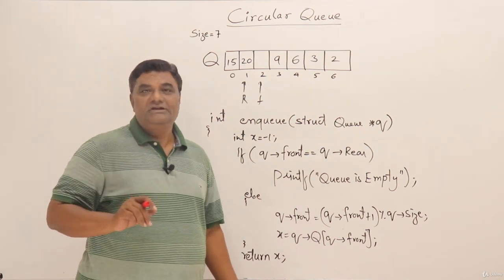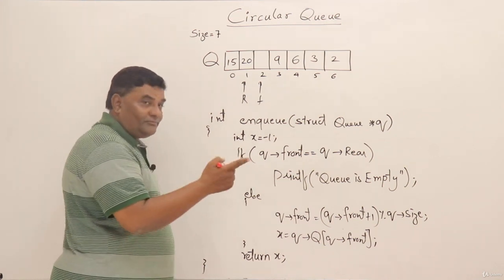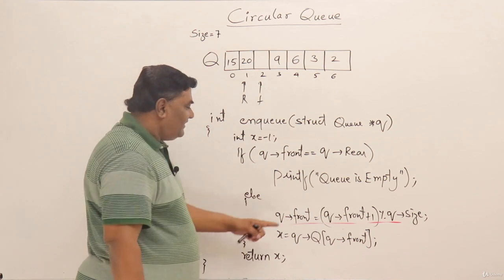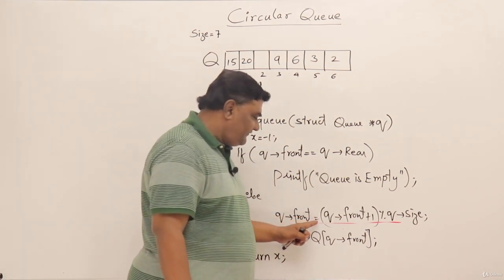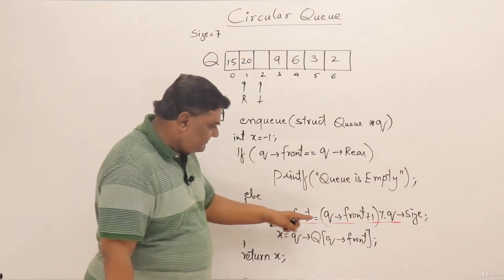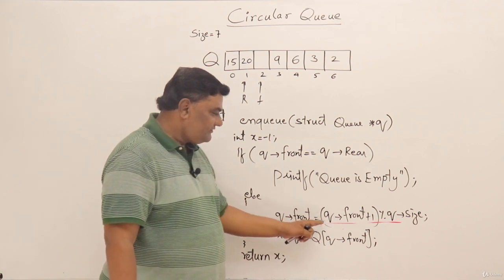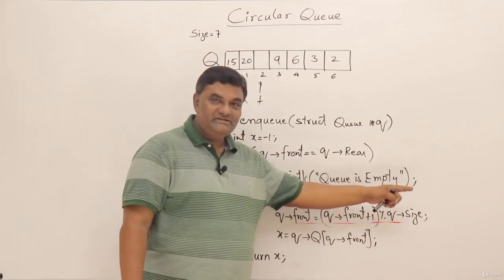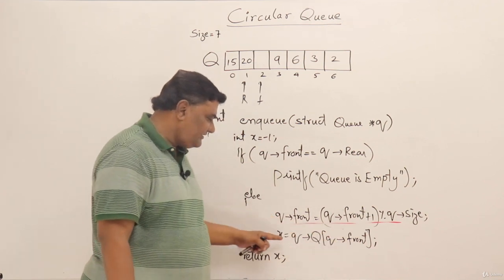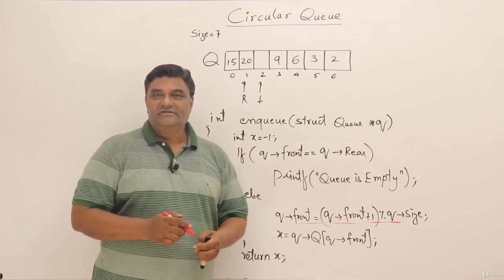So for deletion, which pointer do we use? Front pointer. So I should move front to the next location, and that movement should be circular. So this is the code for circular movement of front. I'll read it out. Front is modified with front plus 1 mod size. So Q is coming everywhere because all these are members of a structure. Q's front is equal to Q's front plus 1 mod Q's size. Then from that place, Q's front place, take the value and then return the value. So that's all about circular Q.